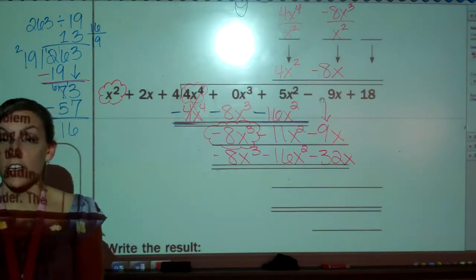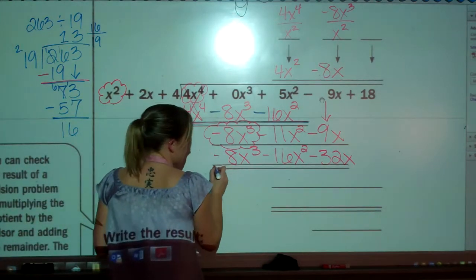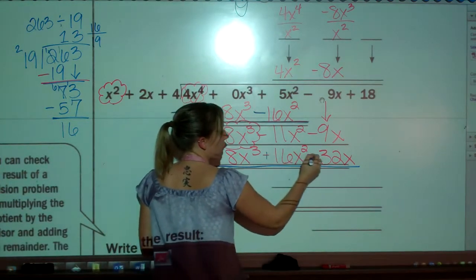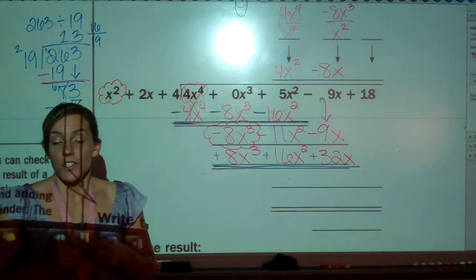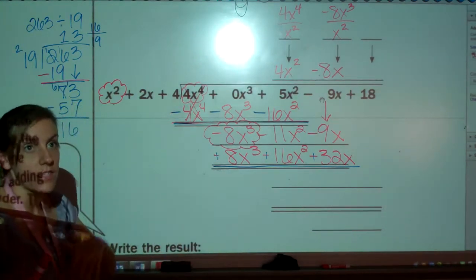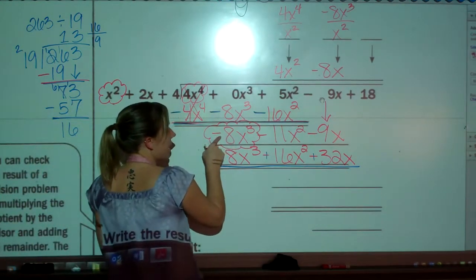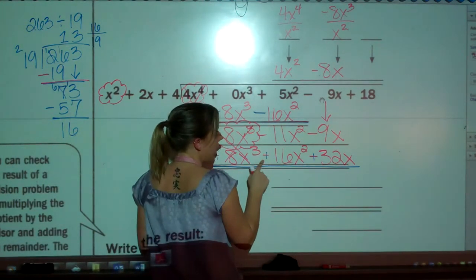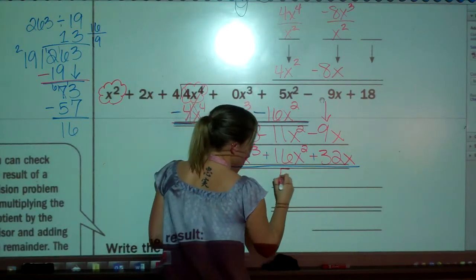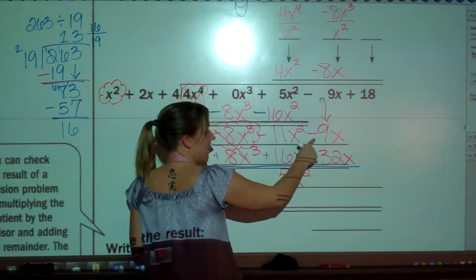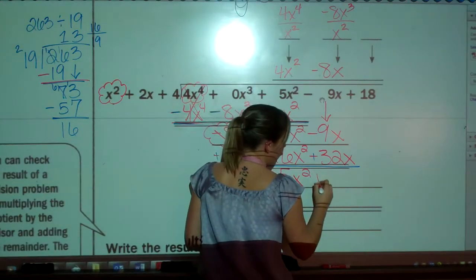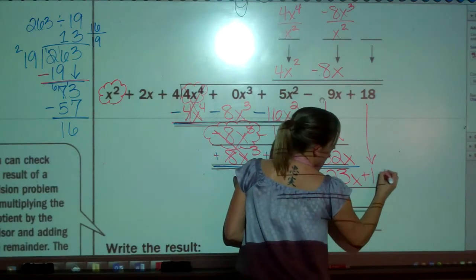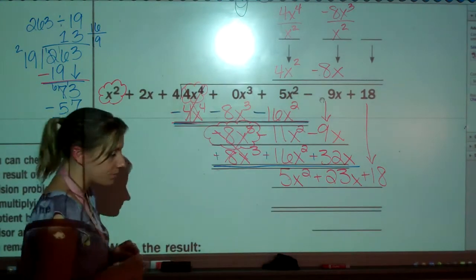Now, again, we're going to draw the line. So draw the line, change the sign. Now, since all of these are negative, that's actually going to change all of these to a positive. So again, it isn't always subtraction, it's just whatever the sign is, you change it to the opposite. Negative 8x cubed and positive 8x cubed cancel. Negative 11 and positive 16 is a 5x squared. Negative 9x and positive 32x is 23x. And then we have to bring down that last term, which is the 18.